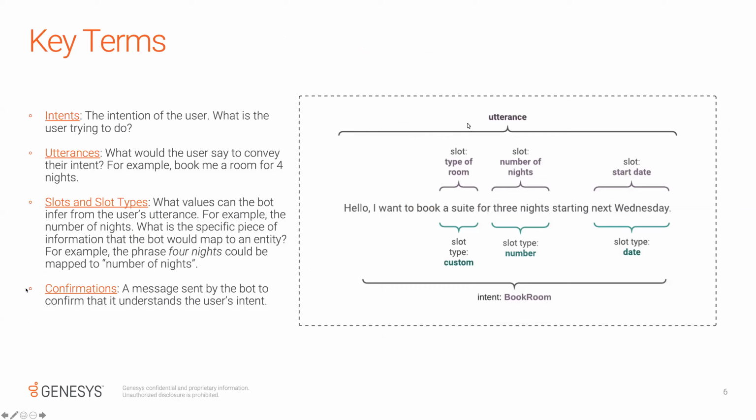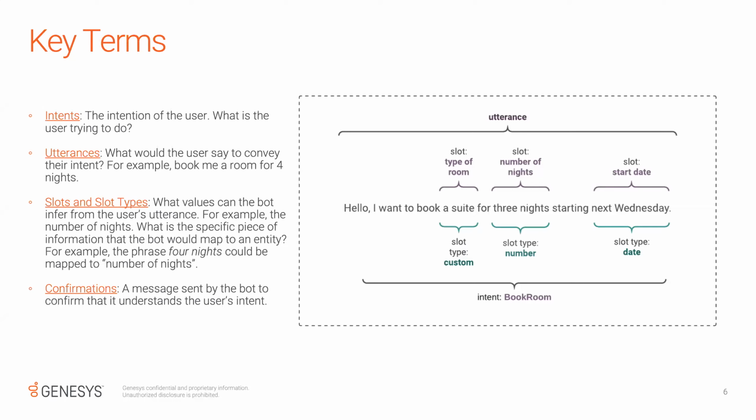I want to cover a few key terms that I'll be using throughout this presentation. If you're new to bots, hopefully this will be enlightening. If you've been building bots, this is going to be old hat for you. With a bot, there are a couple of terminologies we like to use. Intents are, what does the user want to do? In this example, the intent is that the user wants to book a room at a hotel. That is their intent.